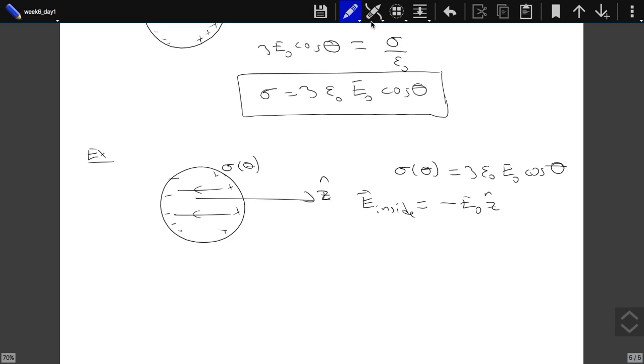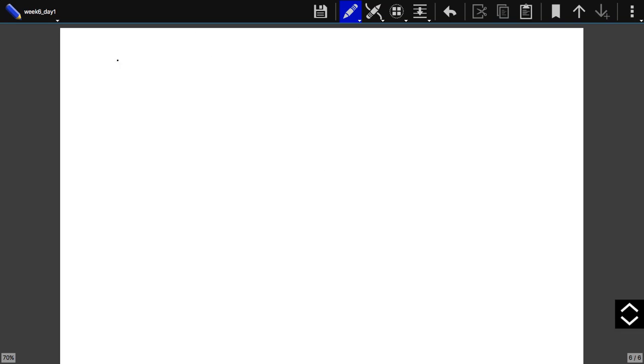If no questions, we will be starting the new subject. So let's start with the multipoles.